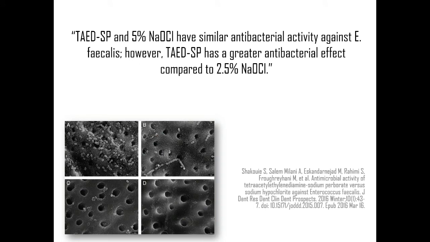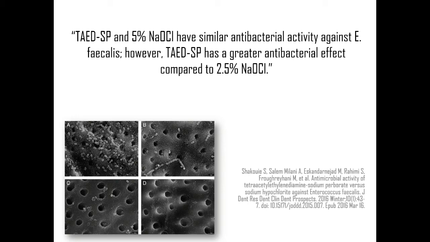The next study compared tetraacetyl diamine sodium perborate at 5% and compared it with 5% and 2.5% sodium hypochlorite. And again, they placed these on 3 discs. They inoculated 60 plates of Mueller Hinton agar culture medium with E. faecalis, and they incubated them for 24 hours, and then they looked at the diameter of the inhibition zone around the disc using a transparent ruler.